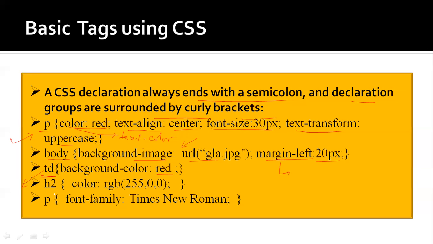Then H2 is the heading tag, and it is defined with color RGB 255, 0, 0. This is another way to specify the color with the help of RGB color codes. Then next is the paragraph p tag, font family Times New Roman. It defines the font face of the content, that is Times New Roman.